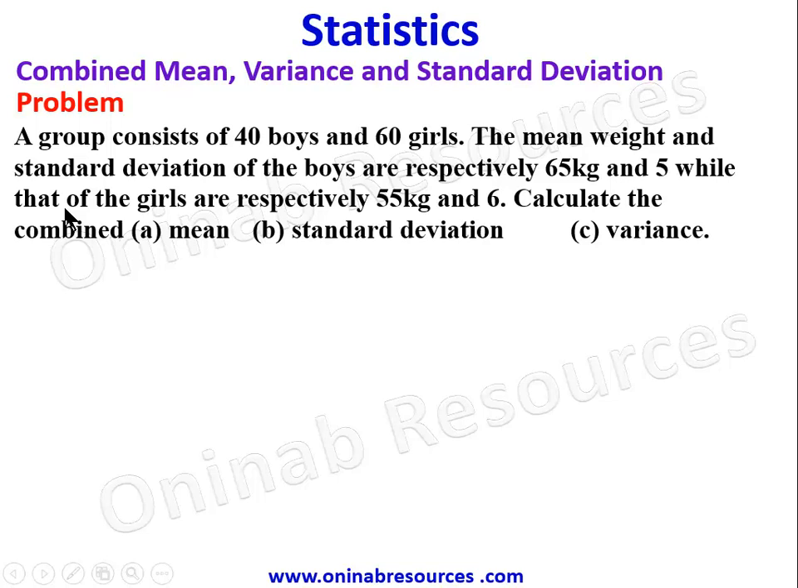In solution, we start with collecting the available data. Our N1, that is for the boys, we have it at 40. The X1 bar, that is the mean for the boys, will give us 65, and the standard deviation for the boys is 5. Then we go for the girls. The N2 for the girls is 60, and the X2 bar, that's the mean for the girls, is 55, and the standard deviation is 6.